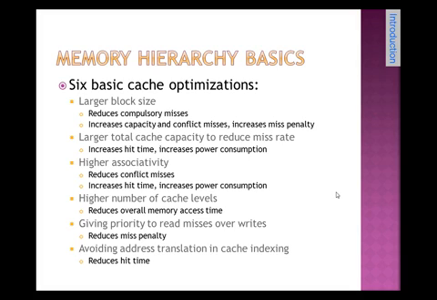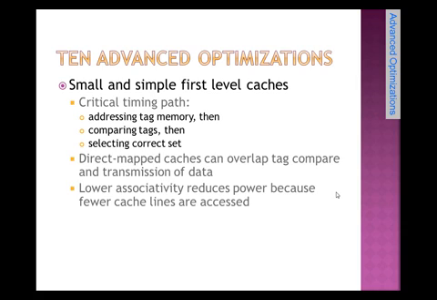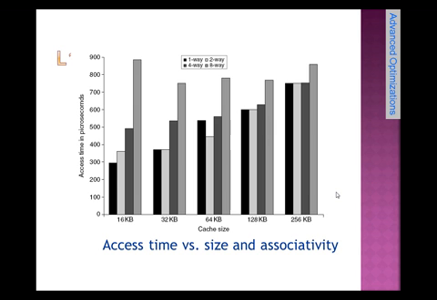Then giving priority to read misses over writes. Then the next one is multilevel caches, that is a higher number of cache levels, then avoiding address translation in the cache memory. So these are the six methods by which we can optimize the cache memory. These are the ten advanced optimizations.